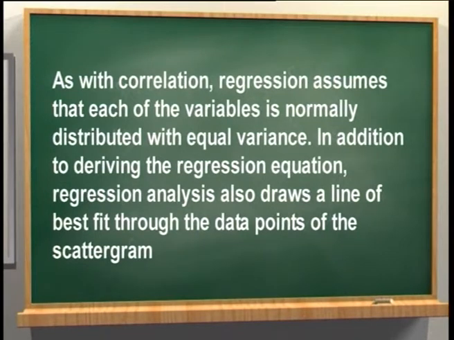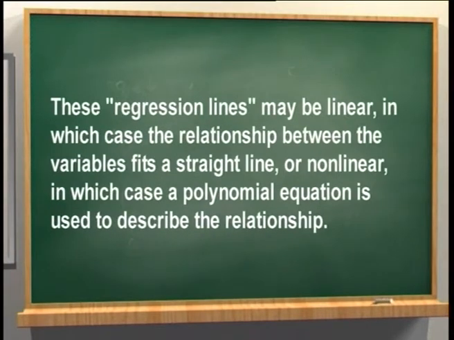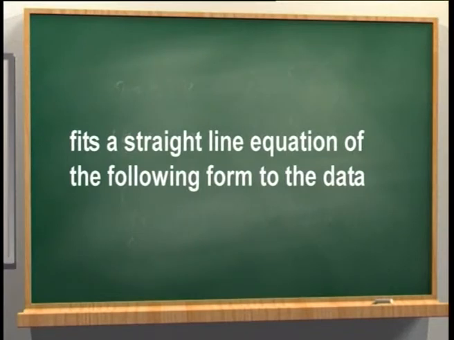In addition to deriving the regression equation, regression analysis also draws a line of best fit through the data points of the scattergram. These regression lines may be linear, in which case the relationship between the variables fits a straight line, or nonlinear, in which case a polynomial equation is used to describe the relationship. Regression is also known as simple regression, linear regression, or least squares regression. This fits a straight line equation of the following form to the data.